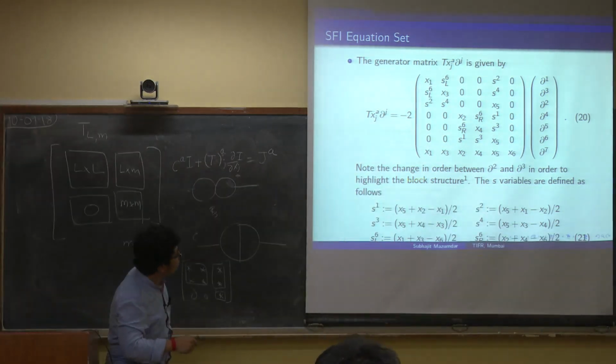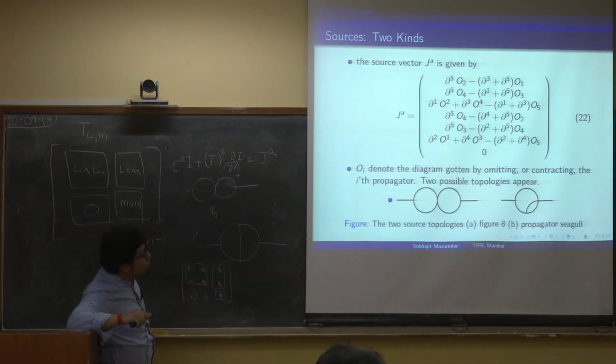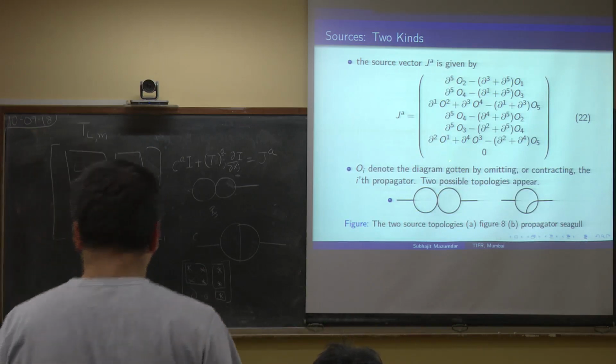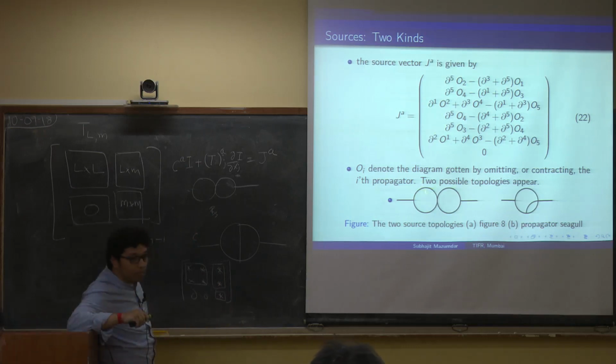So this is the Tx matrix, and these are the dependencies, and the sources are like this. Let me explain the sources. By O, I mean that the propagator is omitted from the integral, and d of something means I take the derivative with respect to something. For example, whenever you see O5, that is this thing, and del 3 of that means I take the derivative with respect to this. So there are 2 kinds of sources, as I explained to you. One is the propagator seagull and one is the figure 8 diagram. Okay.